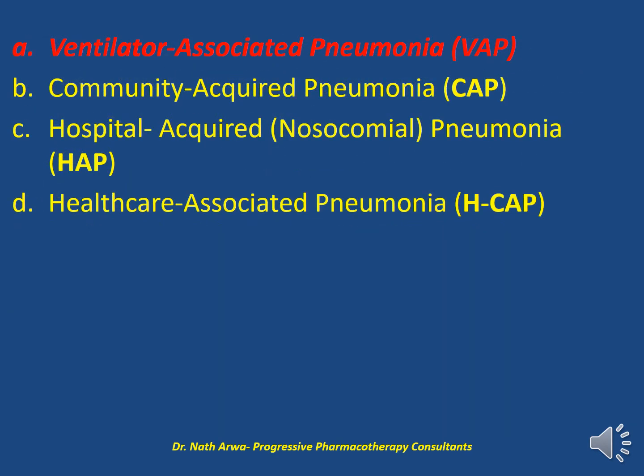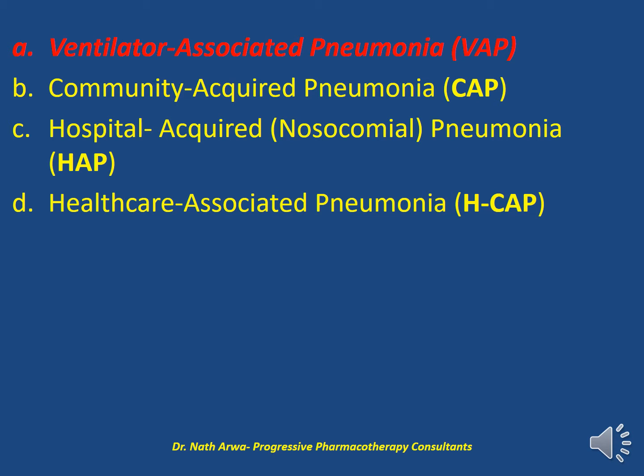So in my opinion, it's a ventilator-associated pneumonia. Answer A is correct. She develops this pneumonia more than 48 to 72 hours after endotracheal intubation was done, so that qualifies it to be a VAP. Answer B, in my opinion, is incorrect. It is a diagnosis of exclusion.